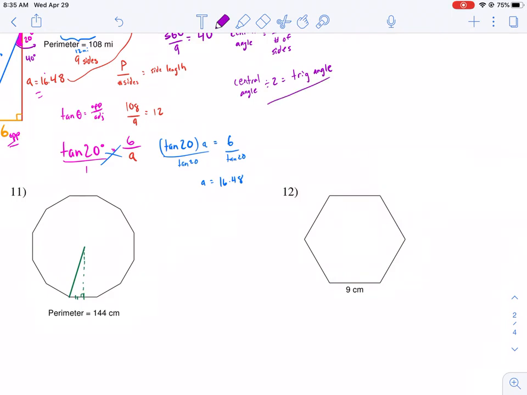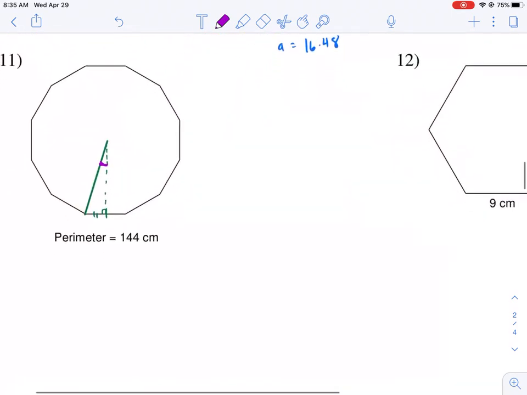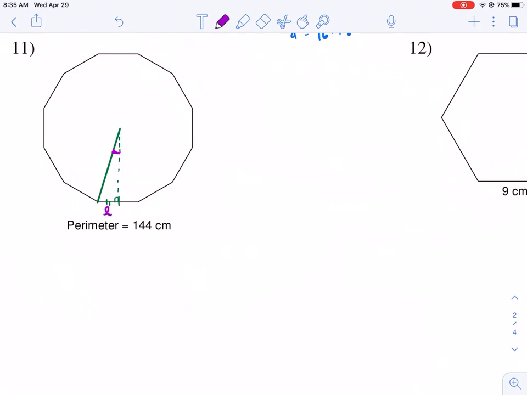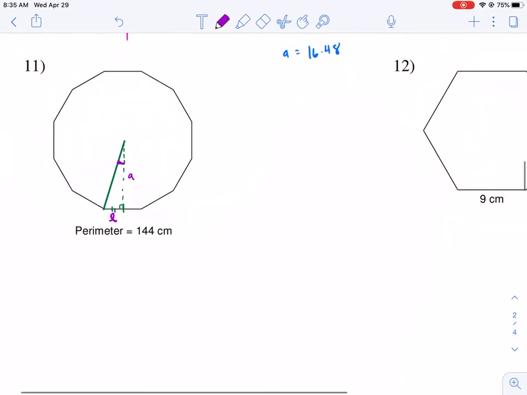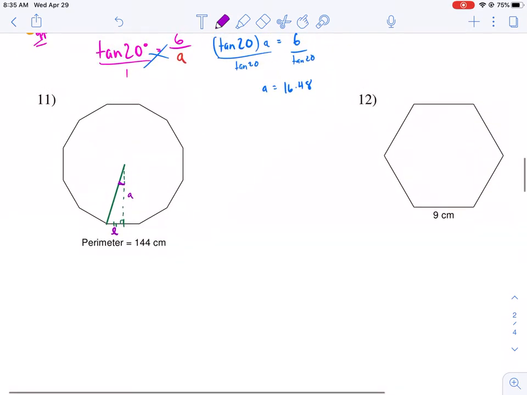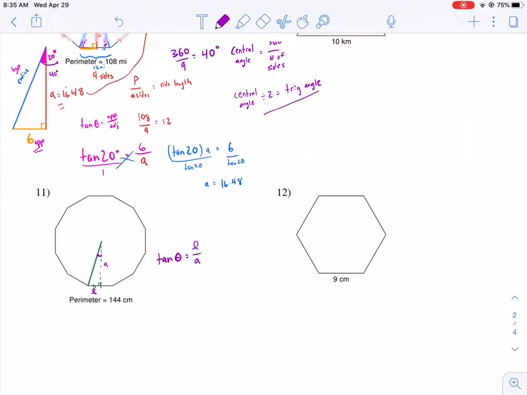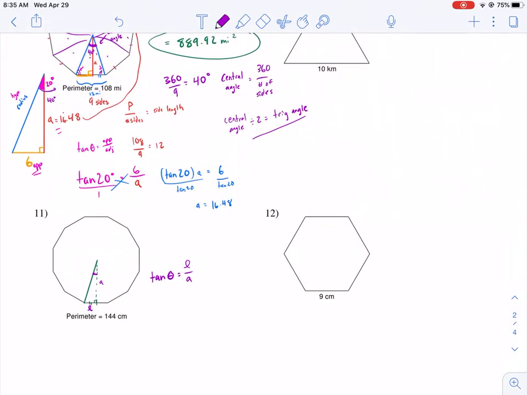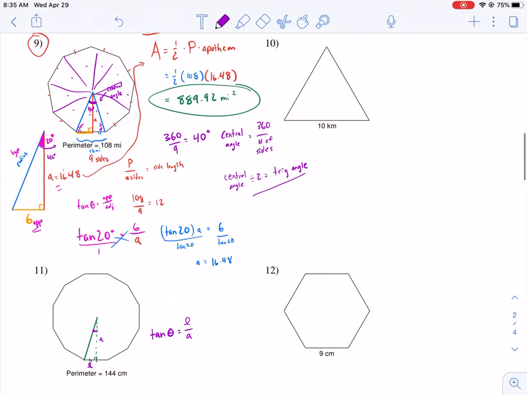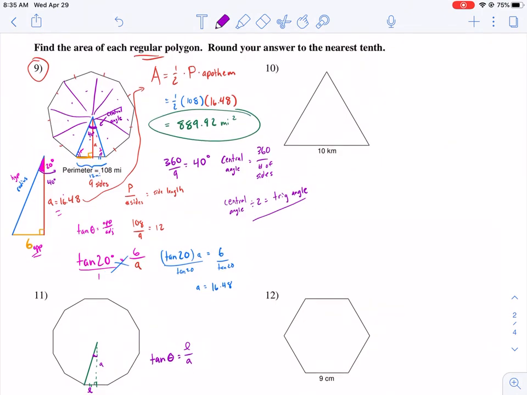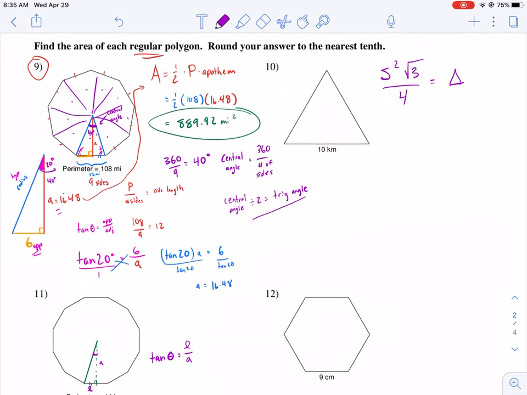Once we have our trig angle, we can go ahead and set up a ratio given this length here and our missing apothem. Just like the setup we had before, the tangent of our angle is equal to our length over our apothem, and then we just solve for our apothem, multiply by the perimeter, multiply by 1/2, and then we're done. So that's how you approach all these problems. For number 10, real quick sneak peek, you can also use the formula side squared times the square root of 3 over 4. That's for only equilateral triangles.